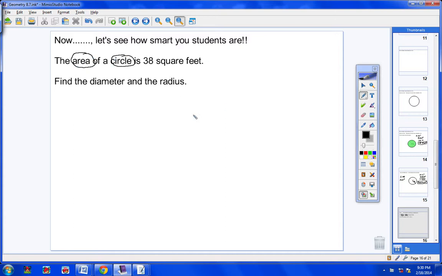Circle. So more than likely we're going to use this formula right here. Area equals pi r squared. Now, for area, I'm going to substitute 38 because I said the area is 38. For pi, I'm going to substitute 3.14. And then I'll leave r.